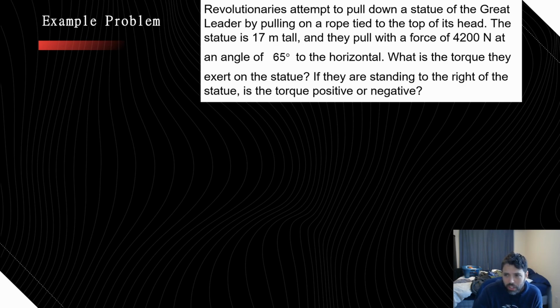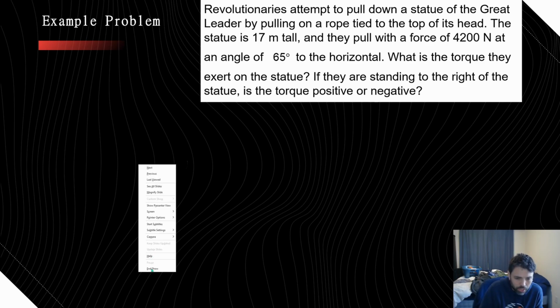Revolutionaries attempt to pull down a statue of the great leader by pulling on a rope tied to the top of his head. The statue is 70 meters tall, and they pull with a force of 4,200 newtons at an angle of 65 degrees to the horizontal. What is the torque they exert on the statue? If they are standing to the right of the statue, is the torque positive or negative? We haven't talked about that yet. We will right now.